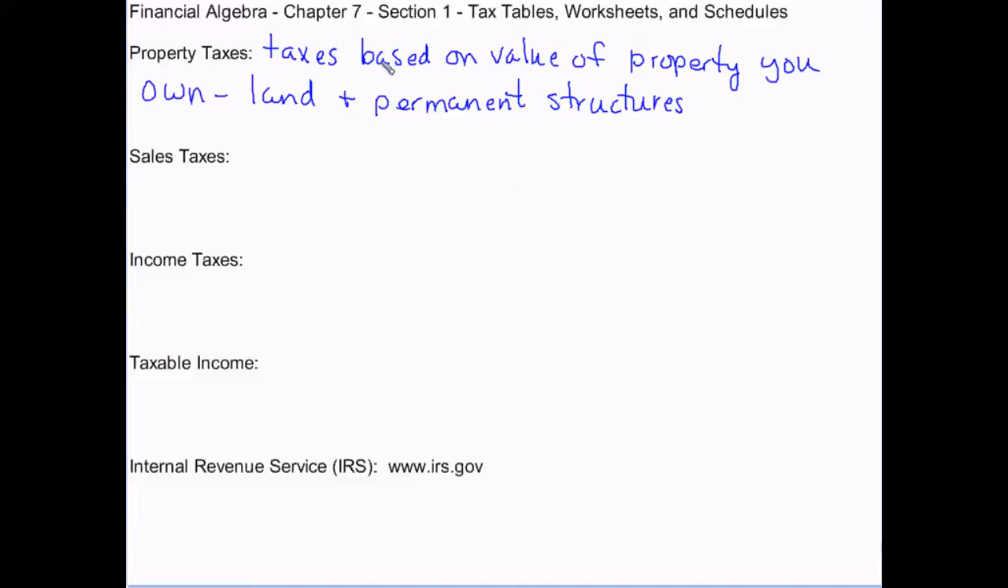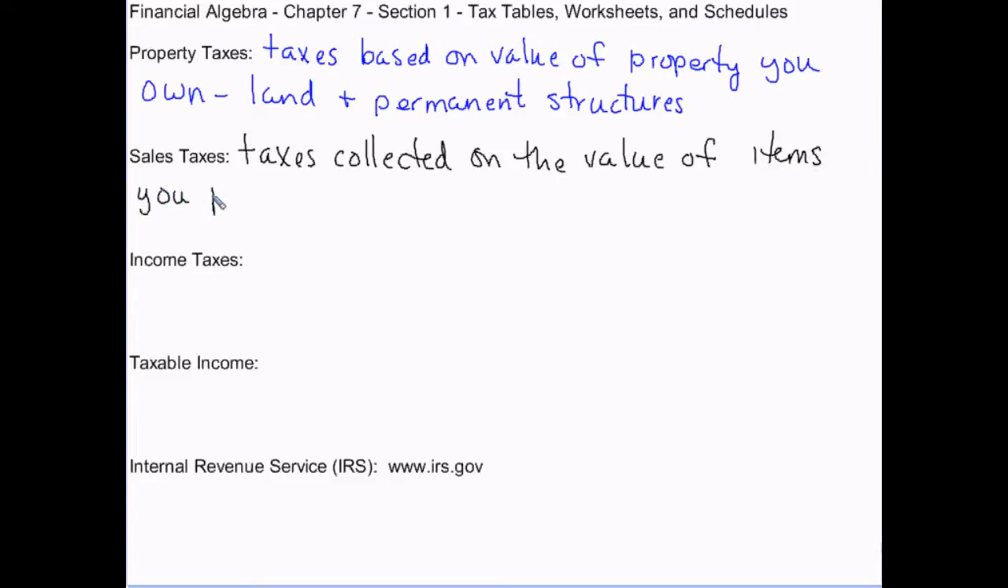Sales tax, you guys are all familiar with sales tax. Okay, so sales tax is taxes collected based on the value of the items you purchase, and sales tax has 3 levels: state, county, and city. So that's why the sales tax in, let's say, Lake Mary is different than the sales tax down in Kissimmee, possibly.